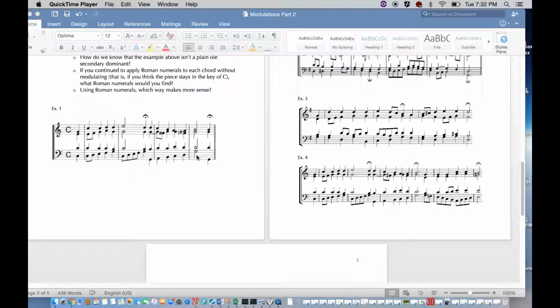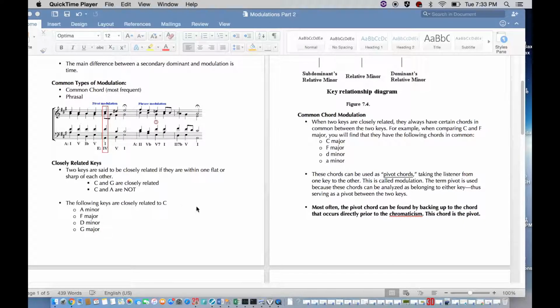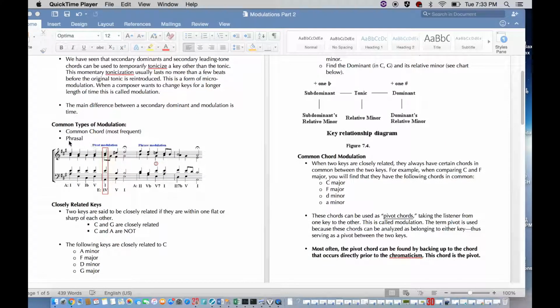Hi, everybody. I thought it might be a good idea to review modulations with you, and since we have Heritage Day on Wednesday, this might be the most efficient way to do it. I'm going to take for granted that everybody understands things like closely related keys and the types of modulations. Actually, maybe I should talk about the different types of modulations.